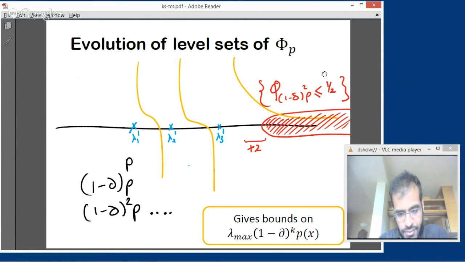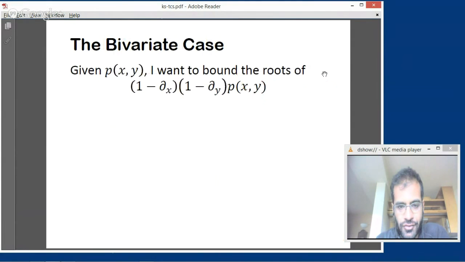So what I'm going to do now is generalize this to the multivariate setting. I'm going to track the roots by studying level sets of the associated rational functions. So here's what I want to do. I'm given a polynomial p. It's real stable. It has some roots in the plane, let's say, and I want to bound the roots of I minus partial x, I minus partial y of p. Two different differential operators.